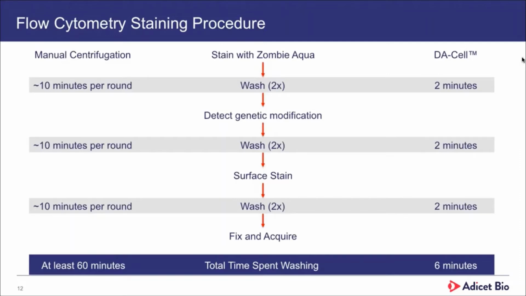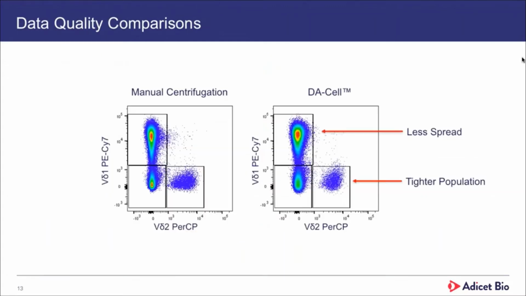Whereas on the DA cell, every single cycle for washing is fixed at 2 minutes, which means we only spend about 6 minutes of time per entire flow cytometry workflow waiting for the washing procedure. Now, in terms of the data quality that we received, so this is representative data.